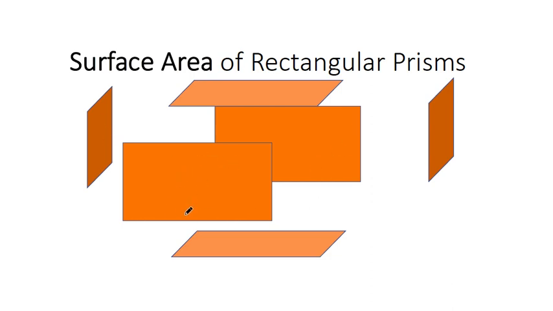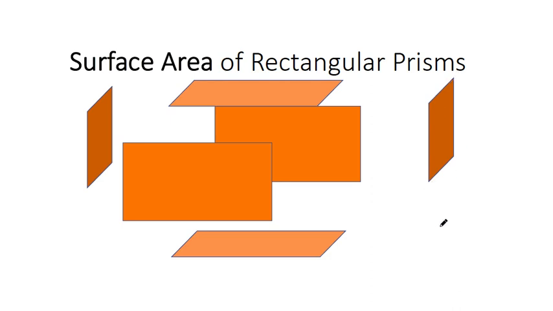If I pull this rectangular prism apart, look, I've got two fronts and backs. That is my length times my height. I also have a top and a bottom. That's a length times my width. And then I also have two sides. I would find those by multiplying the width times the height.